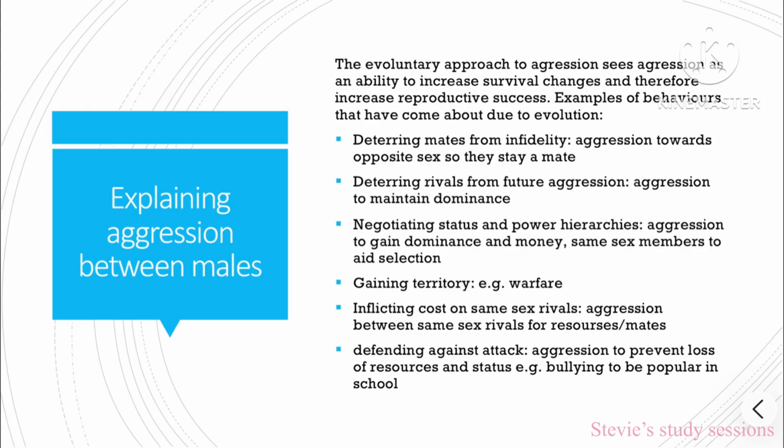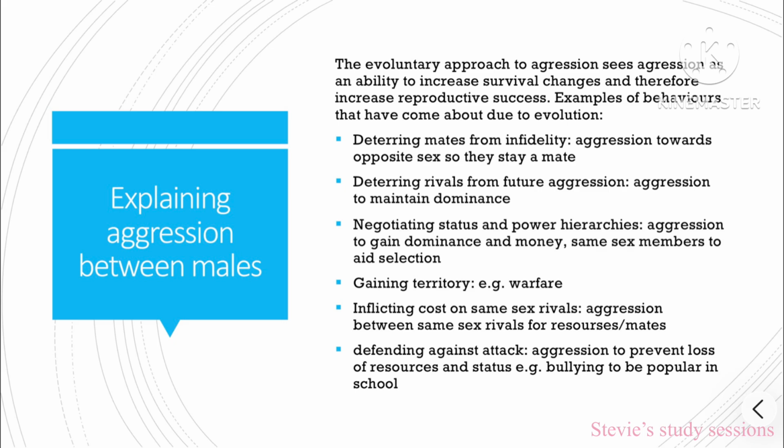Deterring males from infidelity. Aggression towards the other sex so they stay as a mate. Deterring rivals from future aggression. Aggression to dominate. Negotiating status and power and hierarchies. Aggression to gain dominance, money, same-sex members to aid selection. Gaining territory, e.g. warfare. Inflicting costs on same-sex rivals.